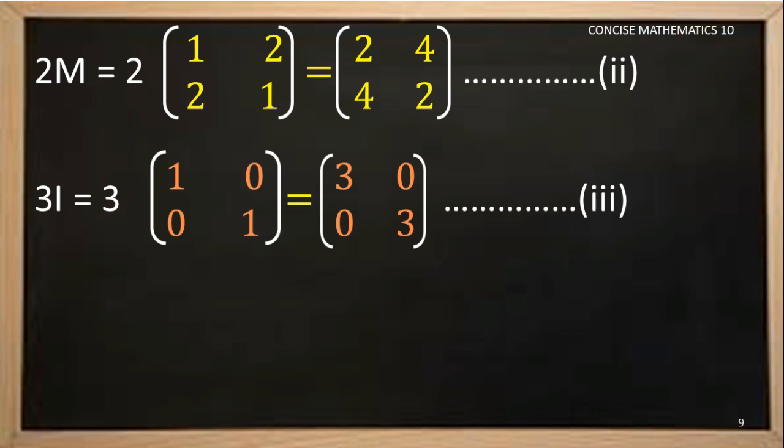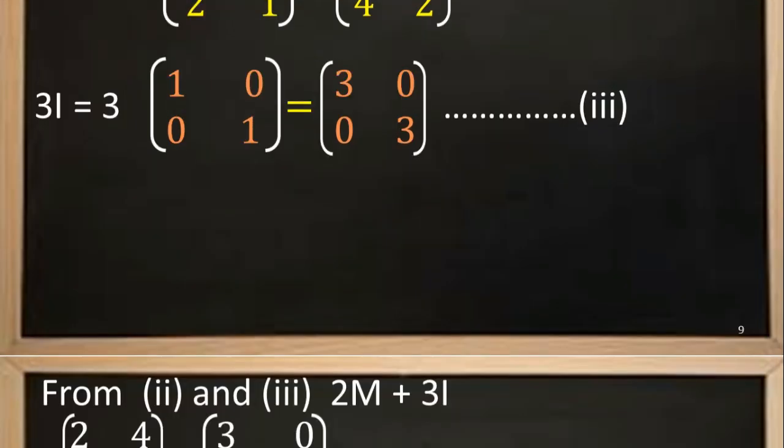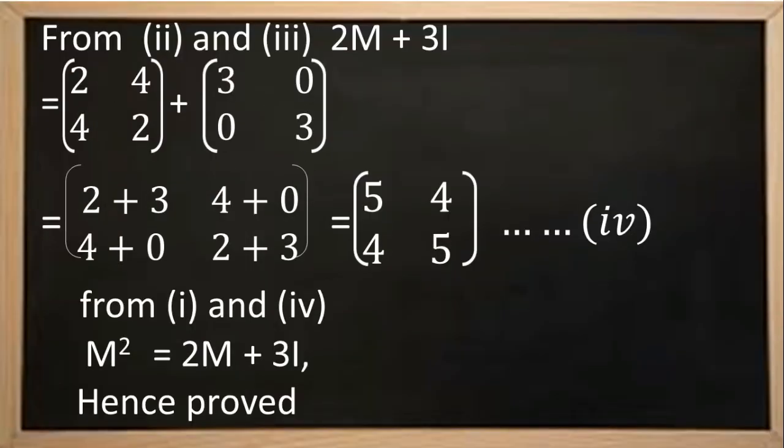First step, we calculated M square. Second step, we calculated 2M. In the third step, we calculated 3I. Let us calculate the sum of 2M plus 3I. Just add all the elements. Remember the condition, children. If we have to do the addition, then they should be of the same order. Of course, 2M is also of order 2 by 2. 3I is also of the order 2 by 2. Just add the corresponding elements.